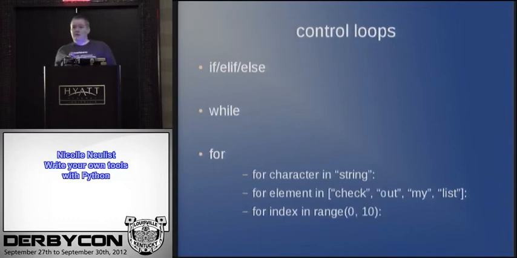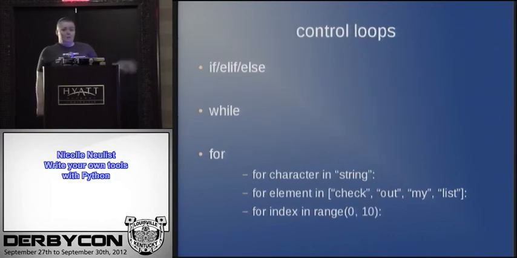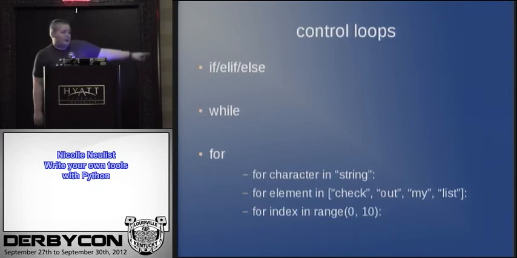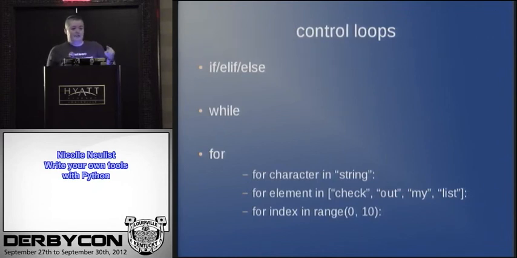Control loops: it has all the loops you'd expect from a language. If, elif, else, while, for. I want to point out for is really nice because it's a very intuitive syntax. Like you have here, for character in string. It'll do something with the S, then something with the T, then something with the R. It treats the string as a list of characters. For element, you saw that in the little Chumbawamba script, does something with check, does something with out, etc.